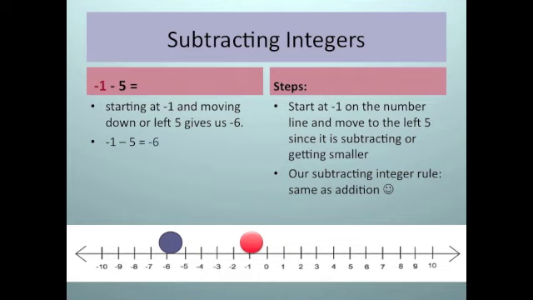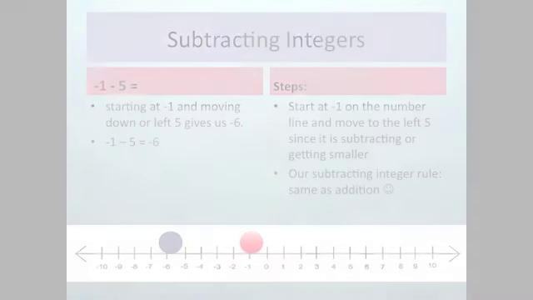Our next subtracting integer example starts with -1 minus 5. Here we start at -1, which is the red dot on the number line, and move to the left 5 places since it's subtracting or getting smaller. This leaves us at the purple dot, which is -6. So -1 minus 5 equals -6. Again, our subtracting and adding integer rule applies. Since our signs are the same, we technically add them and then keep that sign that we originally had.